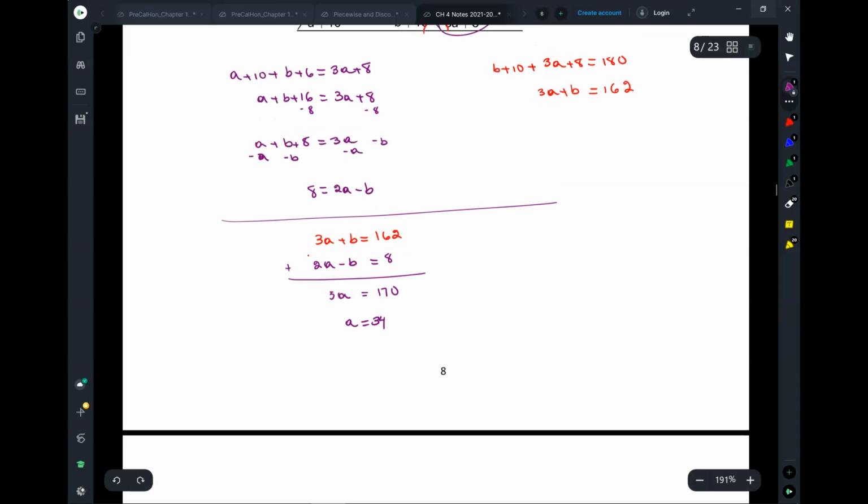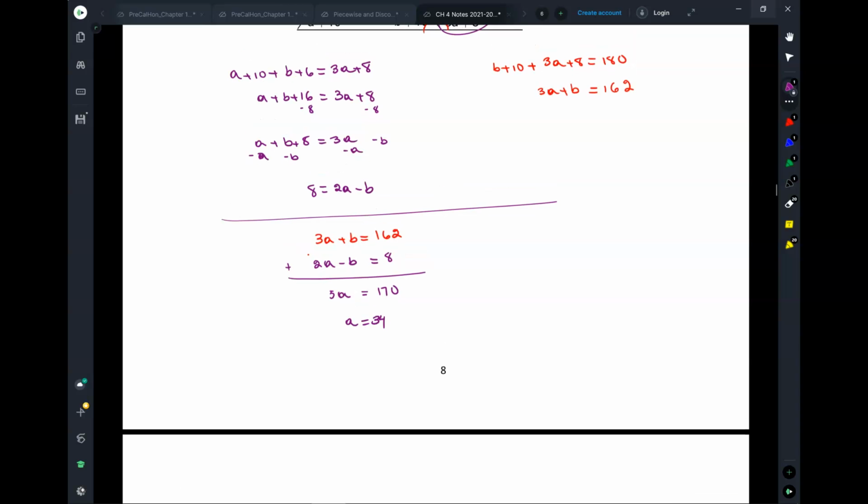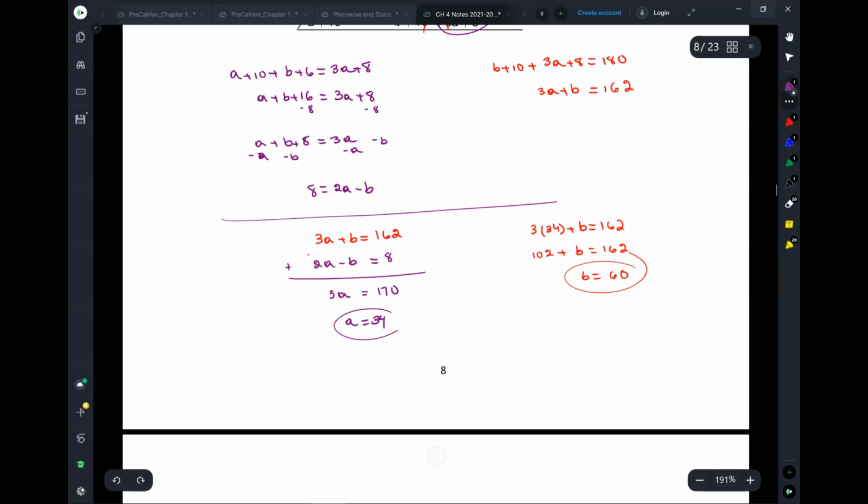Okay? How do I find B? You plug it in. Plug it into one of the other ones. So 3 times 34 plus B is 162. So 102 plus B is 162. B is 60. Okay? There we go. Yes?